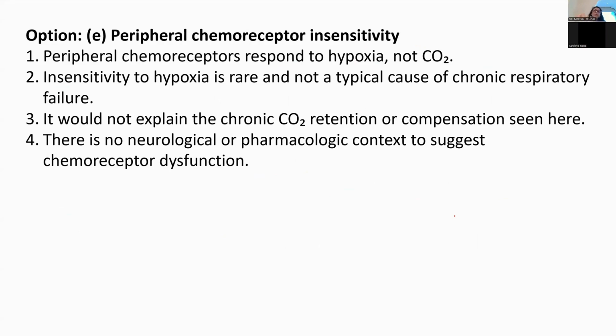So what about peripheral chemoreceptor insensitivity? Peripheral chemoreceptors, they respond to hypoxia and not to hypercarbia or CO2. So insensitivity to hypoxia is rare and not a typical cause of chronic respiratory failure. It would not explain the chronic CO2 retention. The moment there is hypoxia, the peripheral chemoreceptors ask the patient to hyperventilate. So chronic CO2 retention or compensation is not seen here.